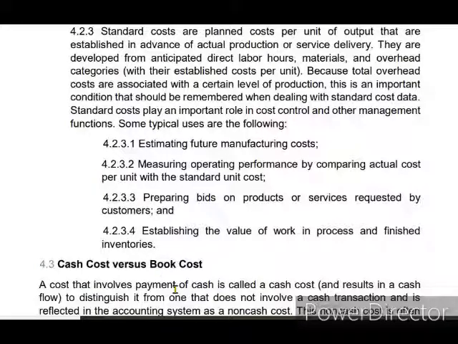Okay, next, establishing the value of work in process and finished inventories. Since standard cost puts some established cost per unit, then the completed work and the work in process, as well as the completed work that are in the inventory, are what are to be established with value because of standard cost.